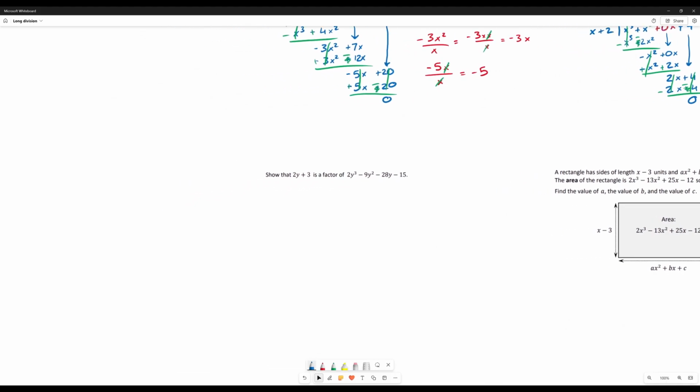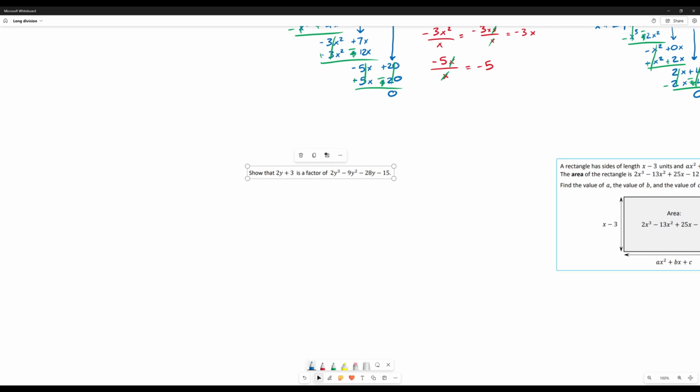But here are, I think, the 2 most recent junior cert questions I could find on the topic. Here it says, show that 2y plus... now you'll notice I just swapped the letter around. Bit of a dick move, but there's nothing wrong with it. It's fine. Show that it is a factor of this. A factor is just a number that can divide in. So for example, the factors of 12 are 1, 2, 3, 4, 6, and 12, because each of those numbers can divide into 12 evenly without a remainder.